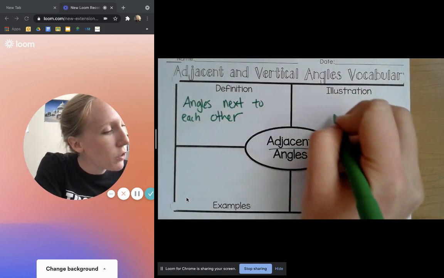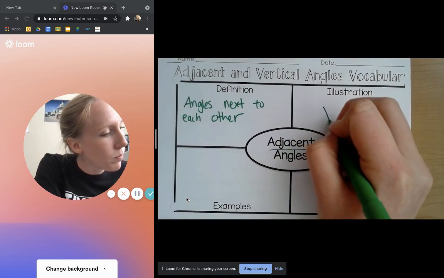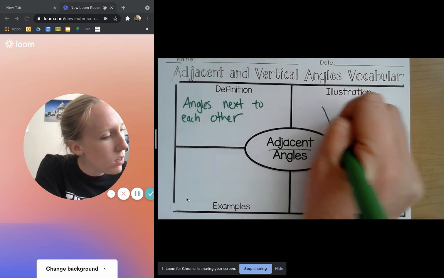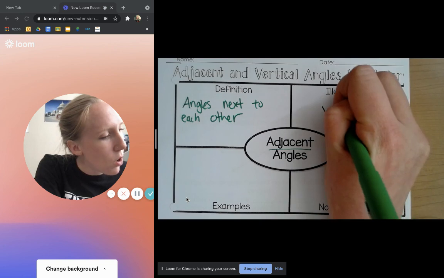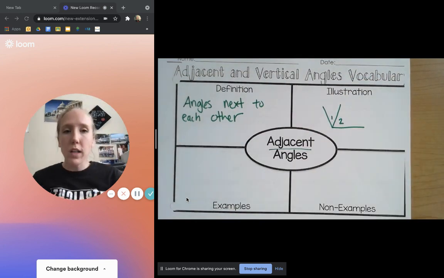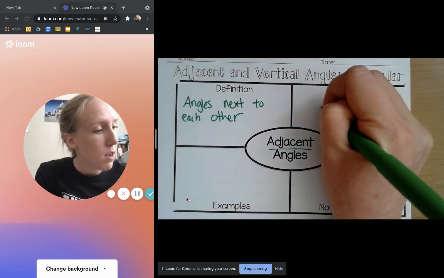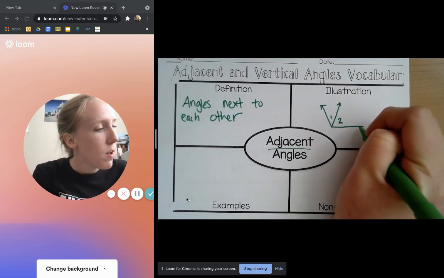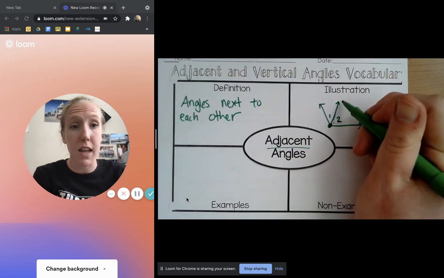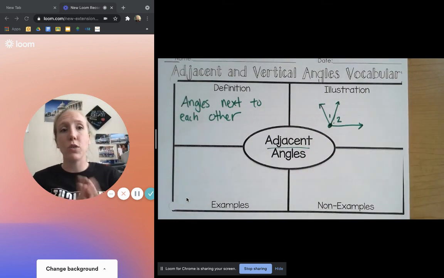So if I draw adjacent angles, let's just do this. If I have angle 1 and angle 2, angles 1 and 2 are adjacent because they're right next to each other. They share this vertex and they have a side that's the same. This ray they share. So those are adjacent angles.